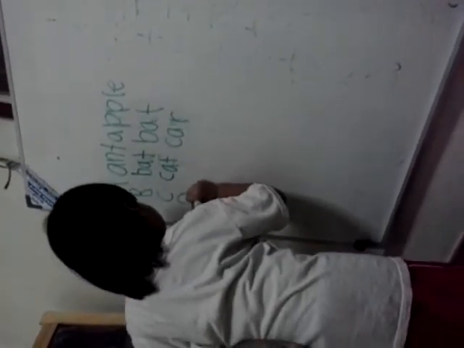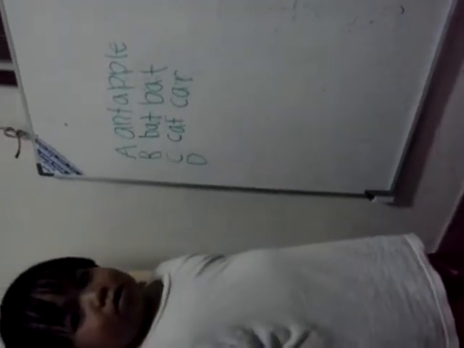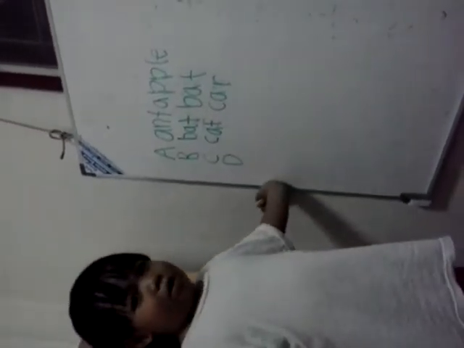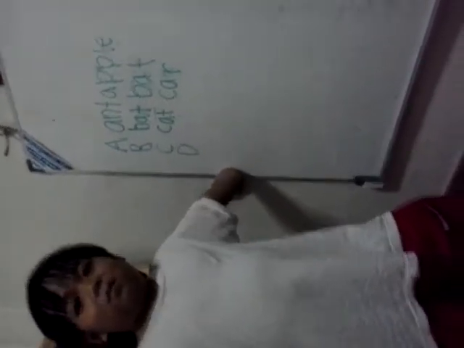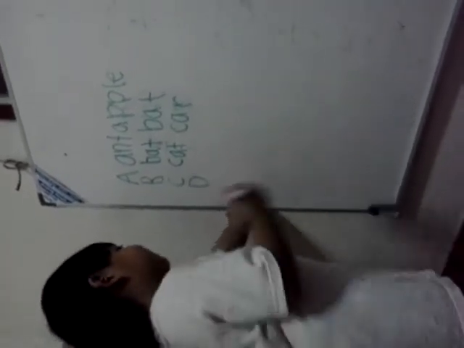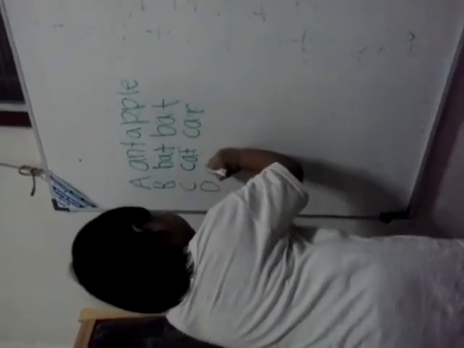What letter? D. What do I get with D? I don't know. Can you spell dog? Oh, yeah, I can spell dog. D-O-G, dog.